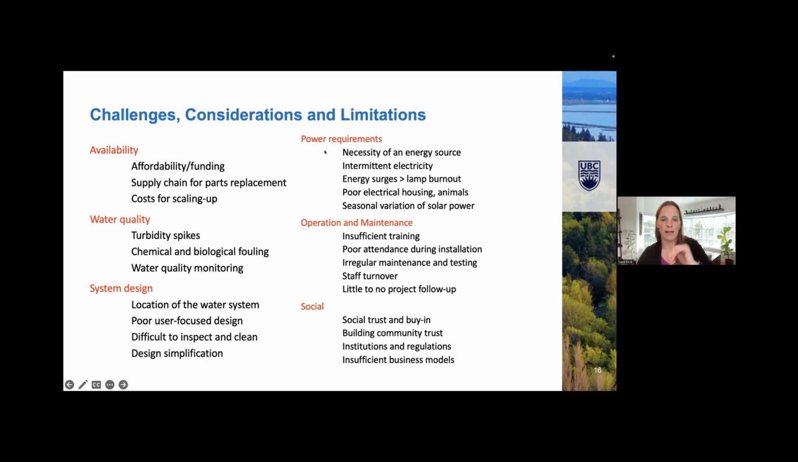Next three, so first, power requirements. Since UV light is not coming from the sun, we need an energy source, and these had grid, solar, and battery. With the grid sources, we can see issues with intermittent electricity. And then one thing I wasn't anticipating, and neither were they in the case study, but the energy surges. So even using charge controllers sourced from elsewhere, they still had issues with these power surges that were burning out the lamps. And how do you deal with something like that?